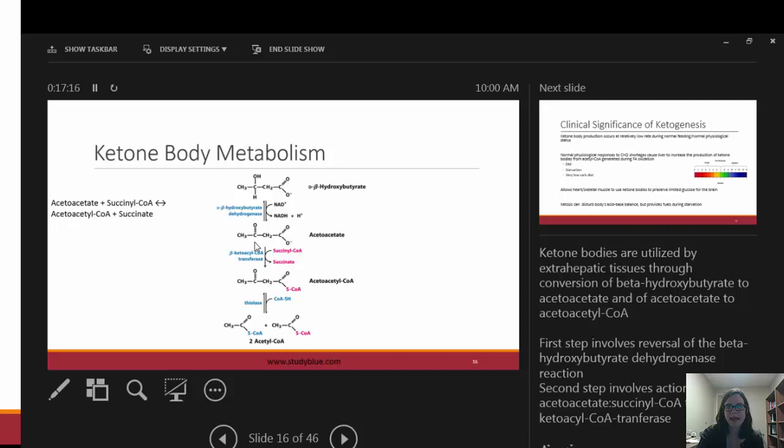And then the second step involves the action of this ketoacyl-CoA transferase. You may also see it as the acetoacetate to succinyl-CoA transferase. Okay. And then the last step is this thiolase reaction again, where we're converting the acetoacetyl-CoA back to two acetyl-CoAs. And then this can be utilized by the extrahepatic tissues. Okay. So we have the buildup of our acetyl-CoAs, conversion to ketone bodies, shuttle to other parts of the body, conversion back into acetyl-CoA.